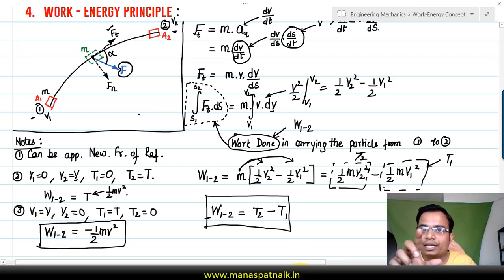So that was all about the work energy principle, and in the next section we'll take up a few examples and then we'll try to see how this work energy principle can be applied to calculate the velocity, and that is something which is extremely important and which you should never ever think about missing. See you in the next section.